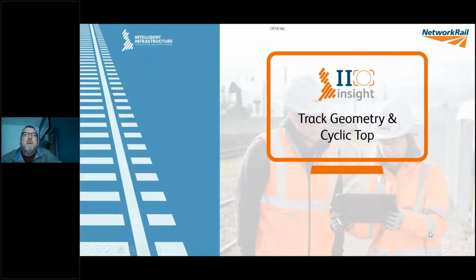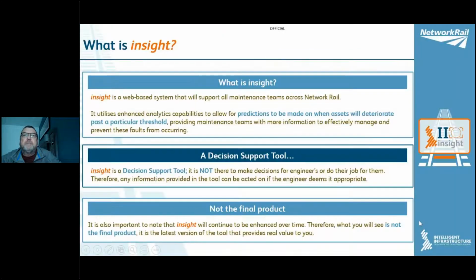So what we're going to talk about first today is, there's two elements to the bit we're going to talk about today. The first is the track geometry and cyclic top element of the tool that we've built, and then we'll look at some of the rail management side of the tool as well.